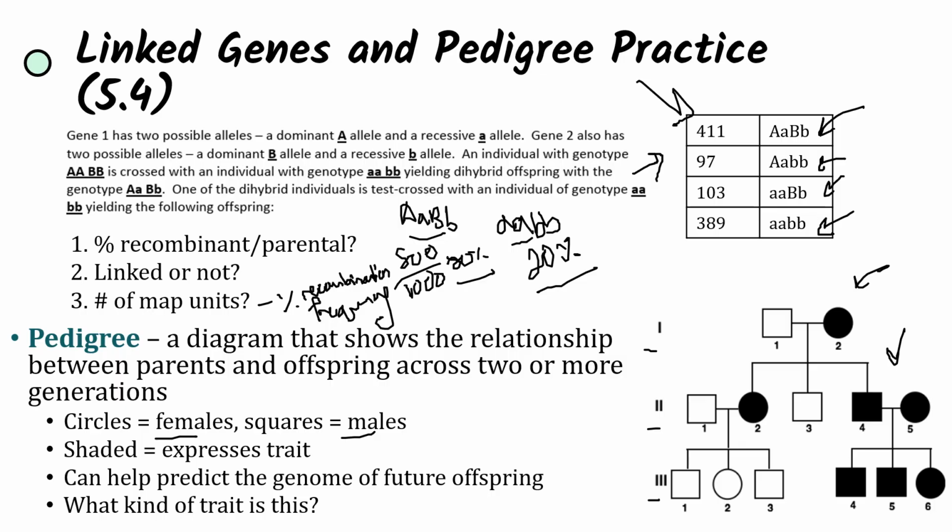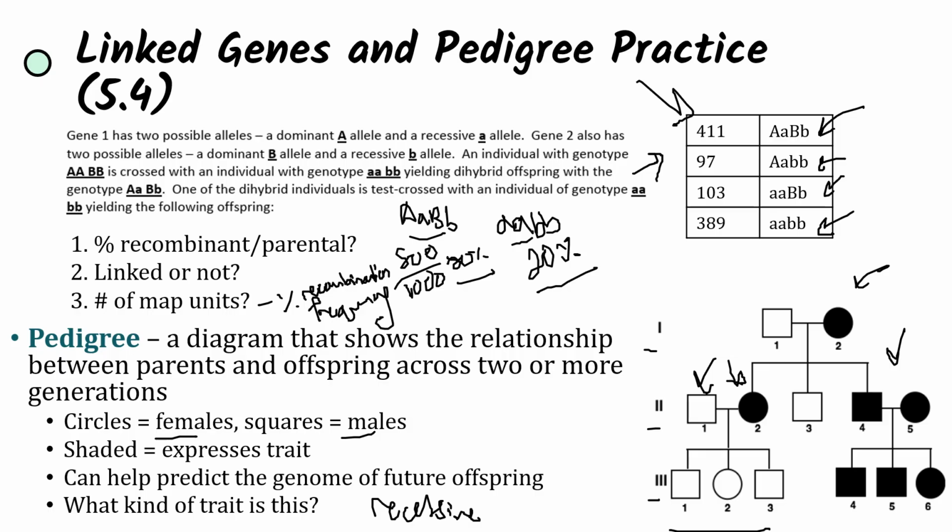Now, the question asks, what kind of trait is this? And so, when we're looking at this pedigree, we can see that over here in 2.4 and 2.5, these individuals had children. They both had the trait. All of their children had the trait. Now, individuals 2.1 and 2.2, one of them has the trait and one of them doesn't. However, none of the children have the trait. And that suggests to me that this is going to be a recessive trait.